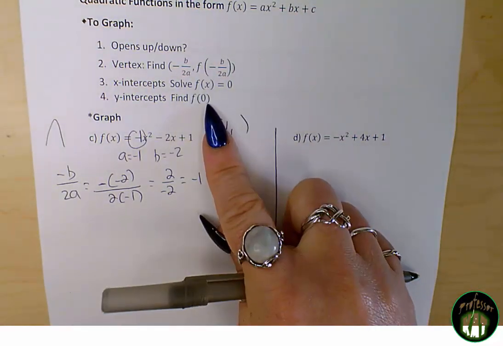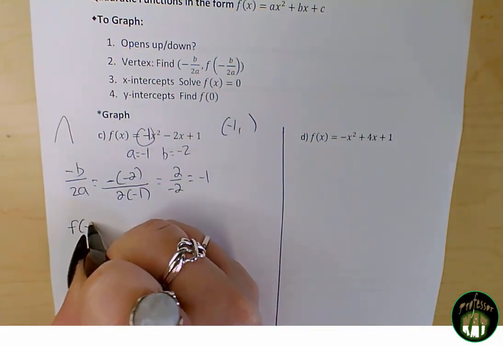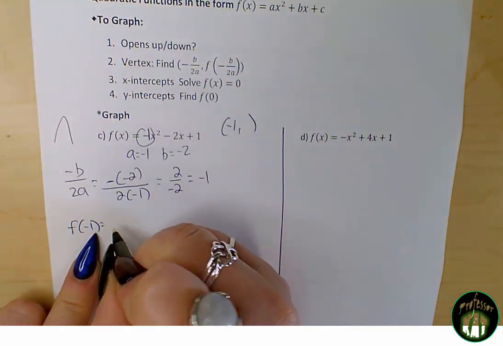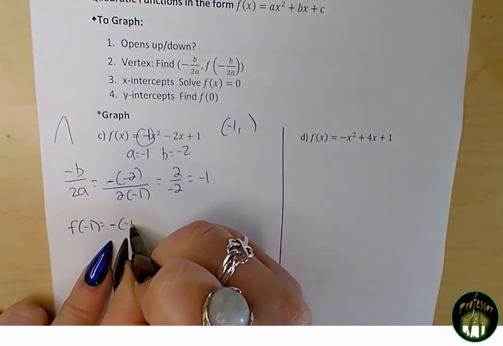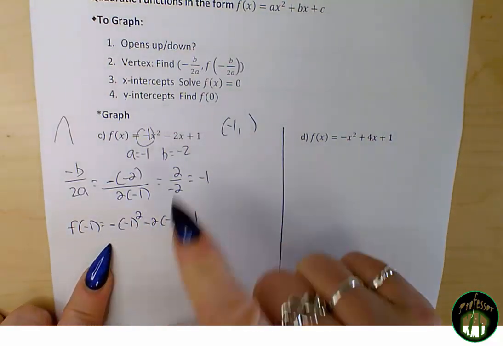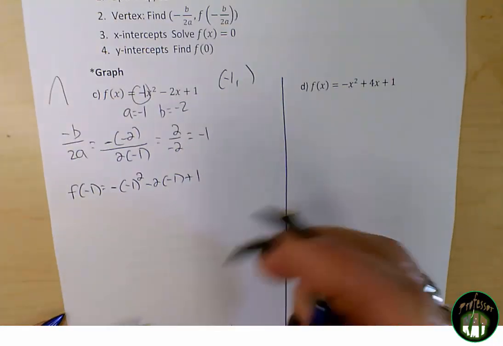So our vertex is -1 comma something. In order to find that something, take that -1 and plug it into your equation. Find f of -1. So that's going to look like -1 squared minus 2 times -1 plus 1. Again, just plug a -1 in for x into your equation here and simplify.